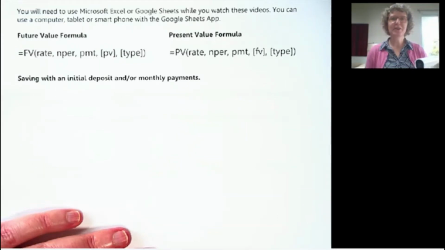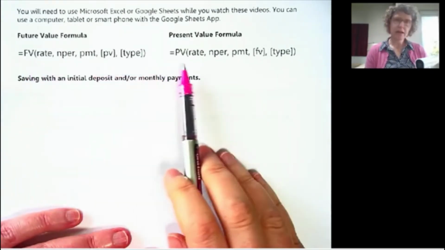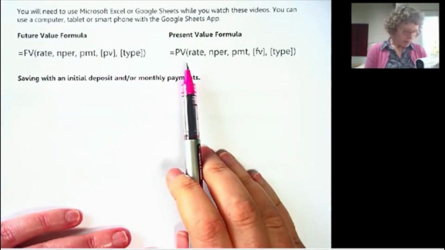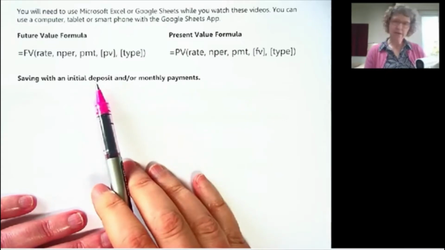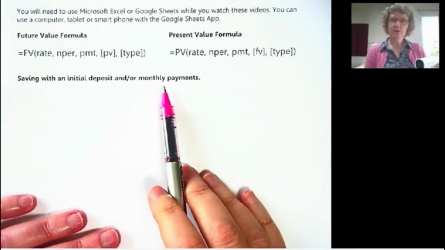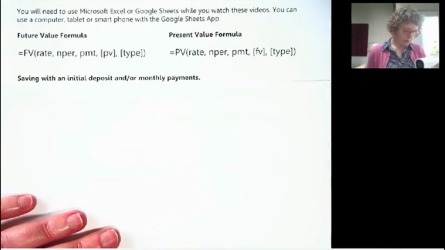Hi, in this video we're going to continue with our financial math and using our spreadsheet formulas. We're going to use the same formulas we've been using, the future value formula and the present value formula. The difference is now we can have monthly payments. So we're going to look at, you might have an initial deposit or not. You could also maybe have monthly payments or not, and see how to put those into the formula.